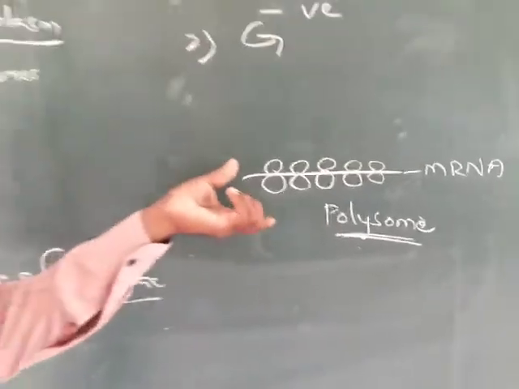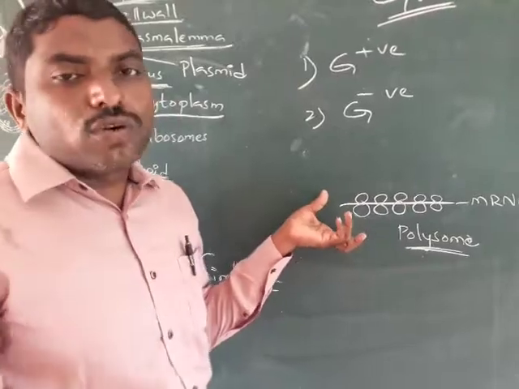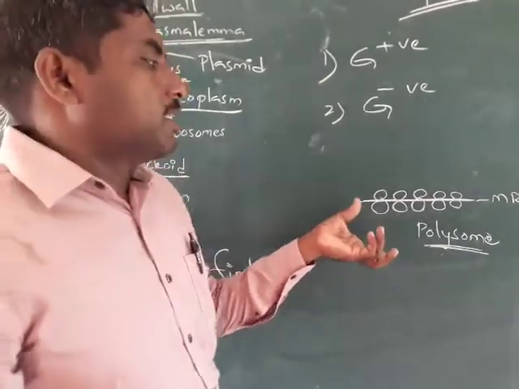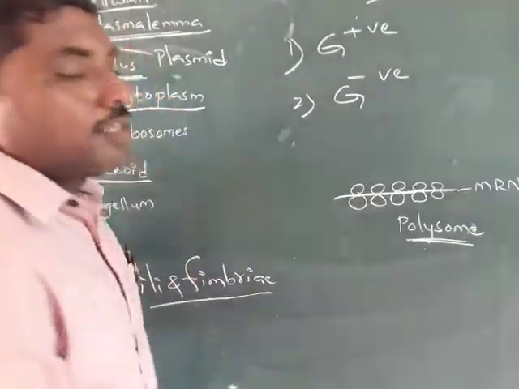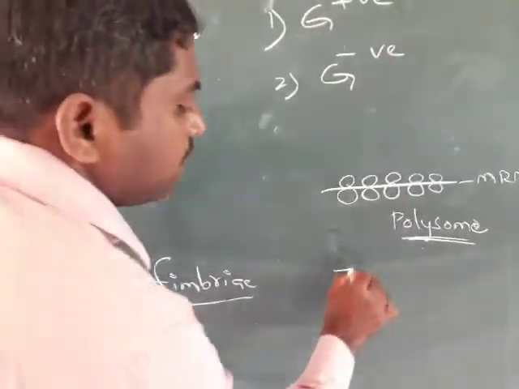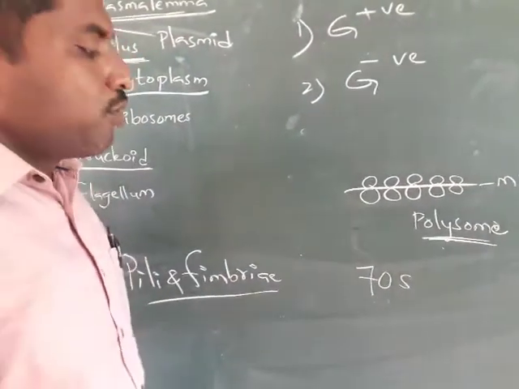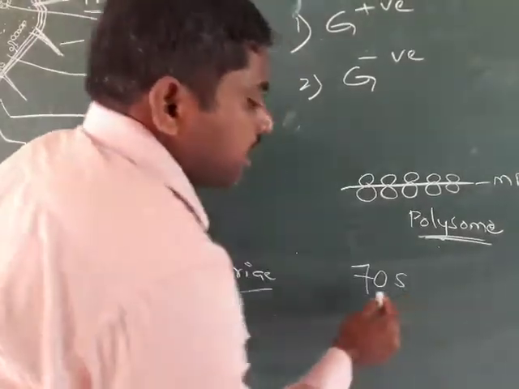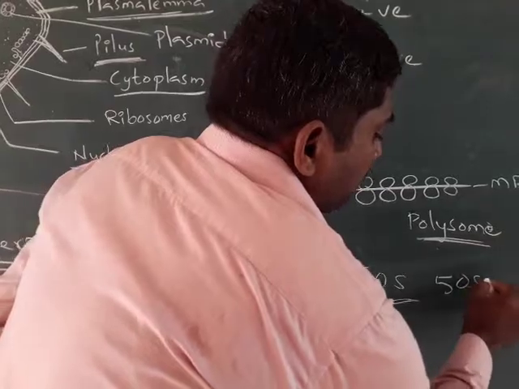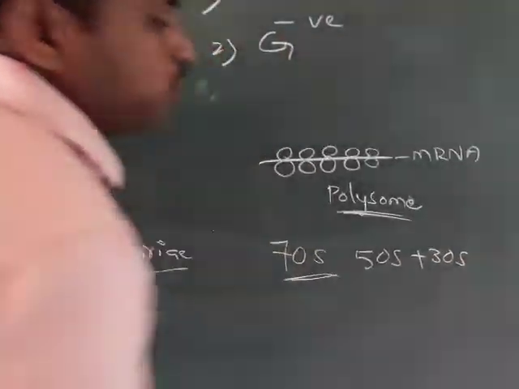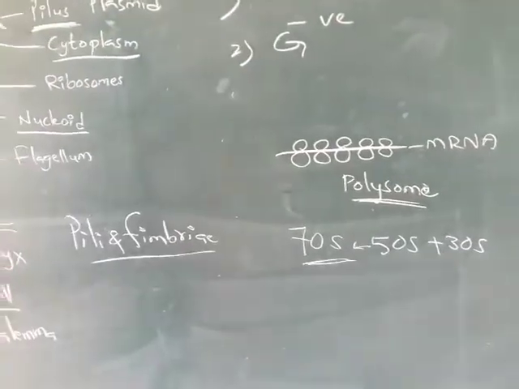The main role of the ribosomes is protein synthesis. What type of ribosomes are present in prokaryotic organisms? The 70S type of ribosomes are present in prokaryotic cells. These 70S ribosomes are made up of 50S plus 30S subunits.